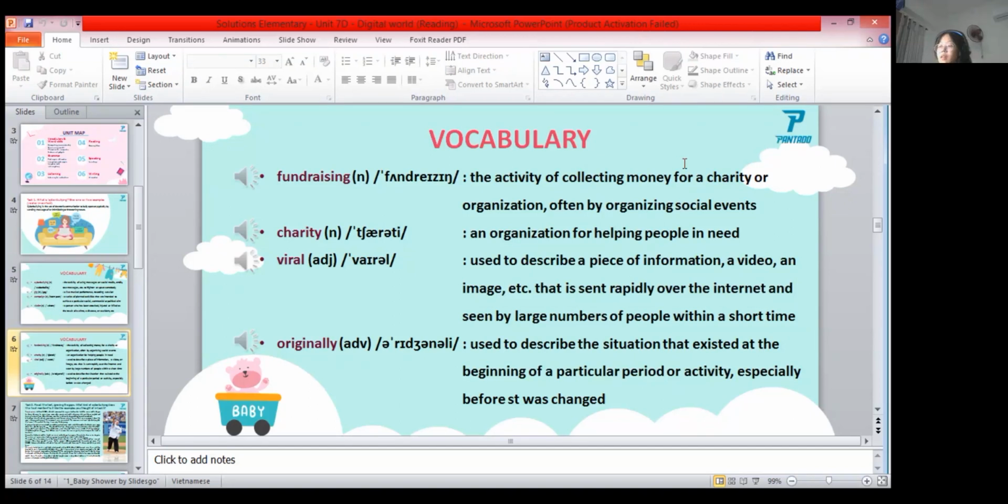Okay. The next word we have is originally. Originally. The stress is on the second syllable. Originally. Originally is used to describe the situation that existed at the beginning of a particular period or an activity, especially before it was changed.